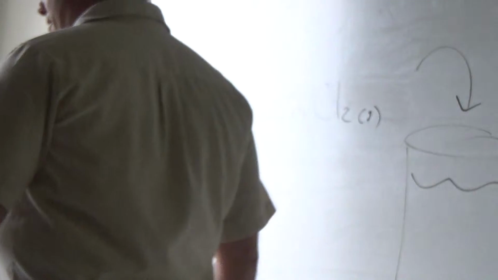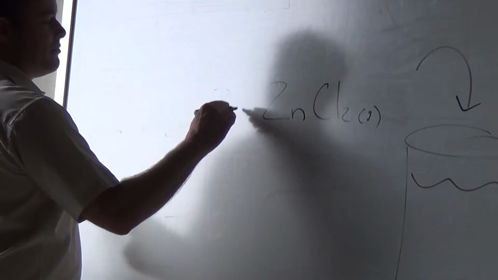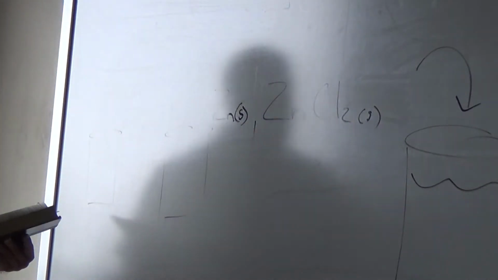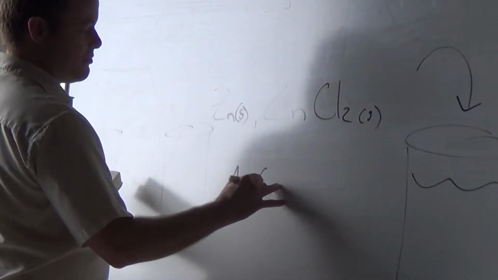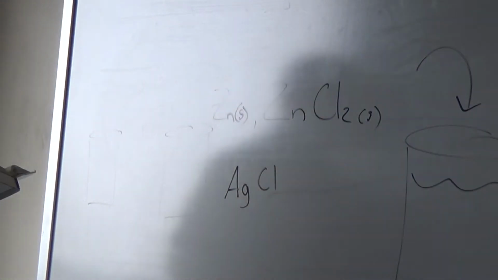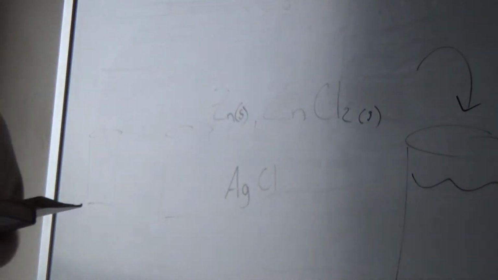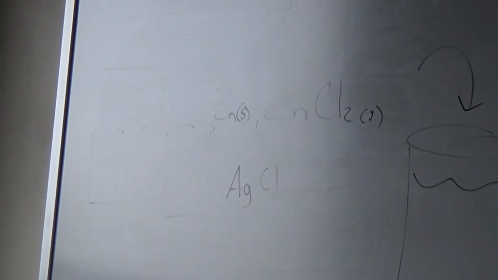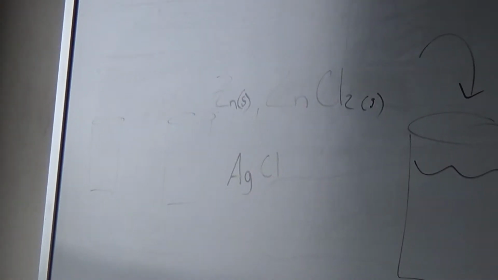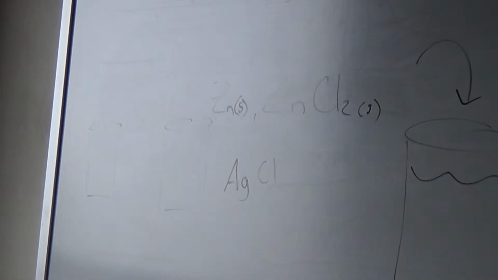So we take a zinc chloride solution. So we've got zinc solid and a zinc chloride solution, and we throw it in with a silver chloride solution. So you've got zinc metal in contact with silver ions. What's going to happen? What's going to happen if you take zinc metal and you stick it with Ag+? Who pulls on electrons more strongly, zinc or silver? Zinc.